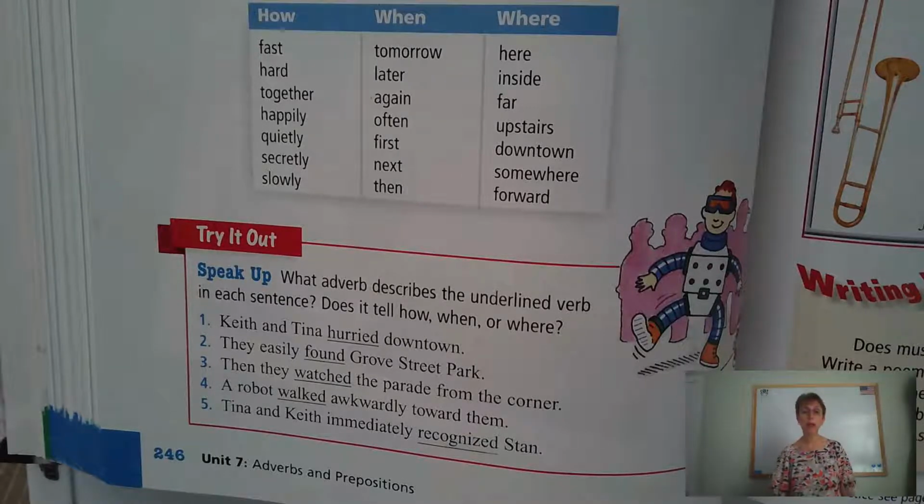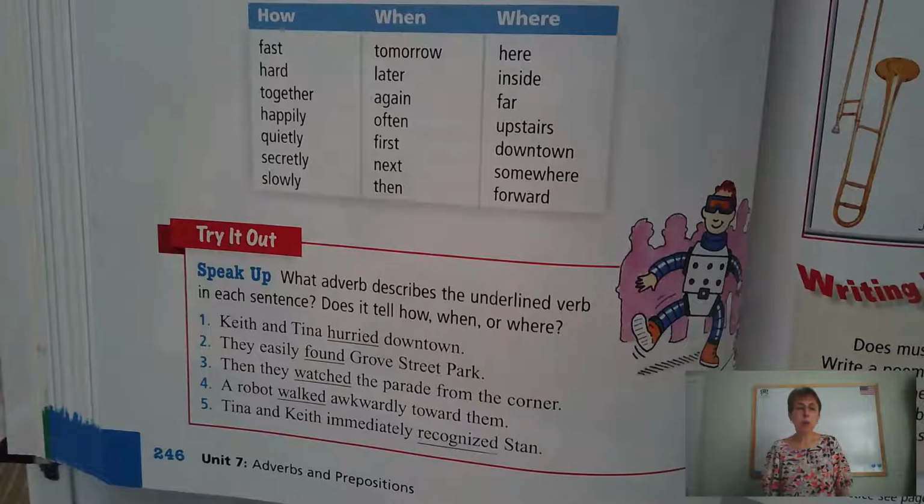They easily found it. Number 3, then they watched the parade from the corner. The verb is watched. How did they watch? When did they watch? Or where did they watch? And we find that there's the adverb then. Then they watched. So then tells us when. When did they watch it? They watched it then.